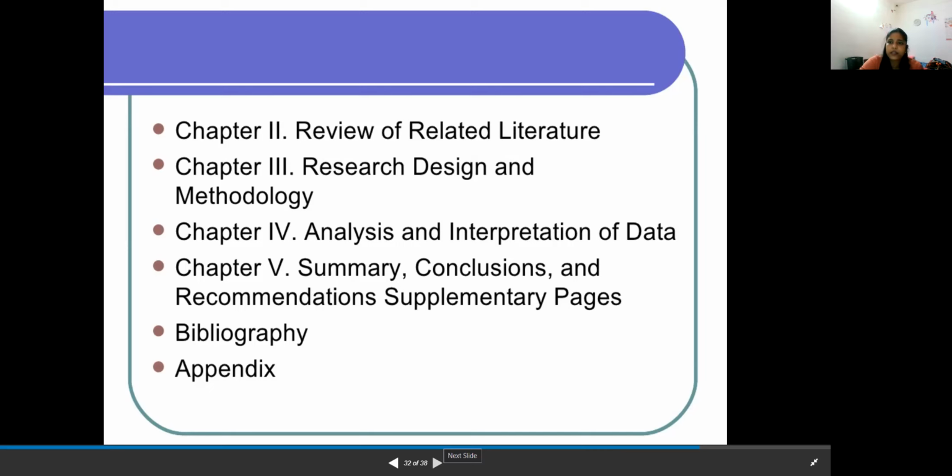In the appendix you can see what tools you have used, what permission letters you have to attach, and the coding sheet you have to attach. Whatever things you used for conducting this study, you have to attach in appendix 1, 2, 3.